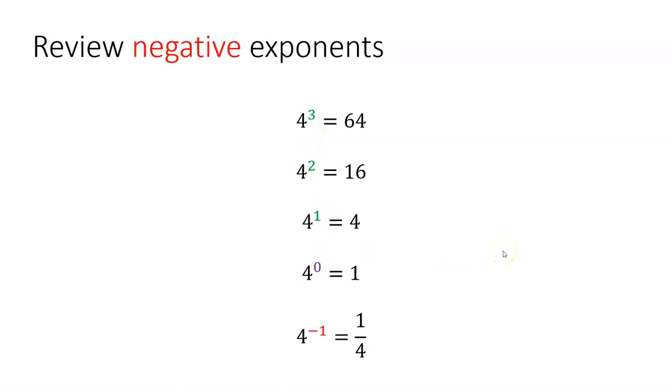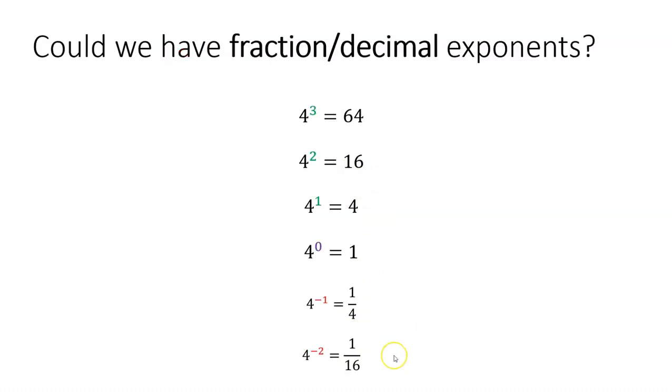That also led us to negative exponents. We just keep subtracting by 1 and multiplying by 1/4 or dividing by 4. If we go up, we multiply by 4. If we go down, we divide by 4.